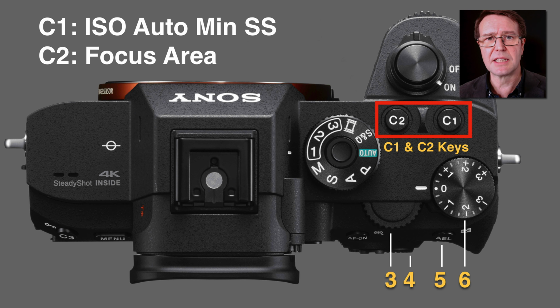So I've changed the nature of the C1 custom key to ISO auto minimum shutter speed. C2 I've left the default, which is the focus area, and I can move that focus area using the multi-selector tool or joystick on the back of the camera. I can make exposure compensation if the ISO auto is slightly overexposing or underexposing the image. And I've also programmed the AEL key as an override to my memory shoot settings, and I'll discuss that in more detail later.